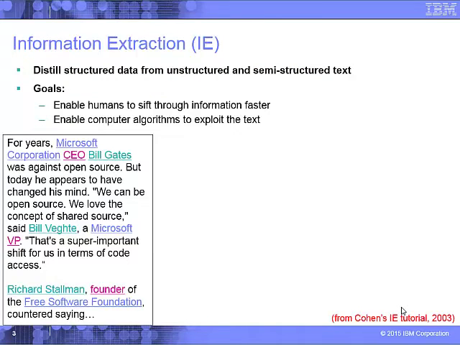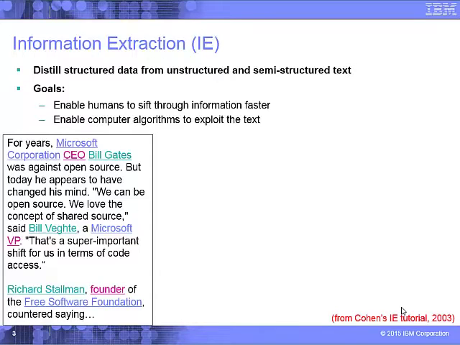But first of all, what is information extraction? The task of information extraction is to take unstructured text or semi-structured text, such as HTML, for example, and distill structured information out of this text such that it can be processed by applications.